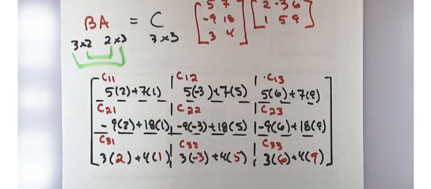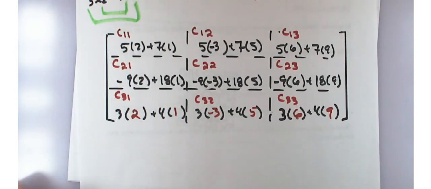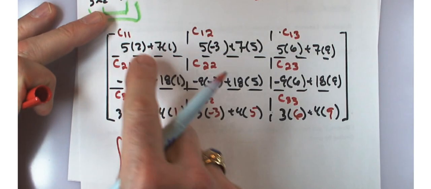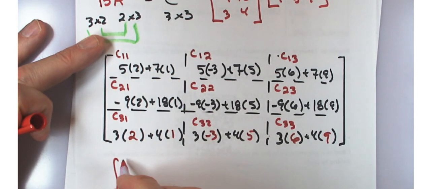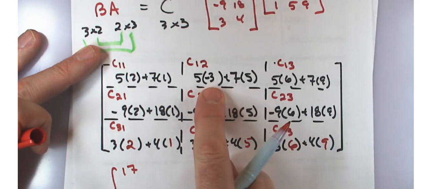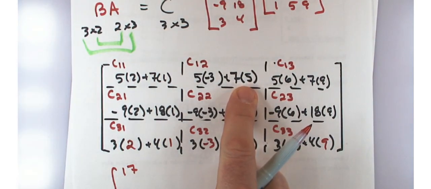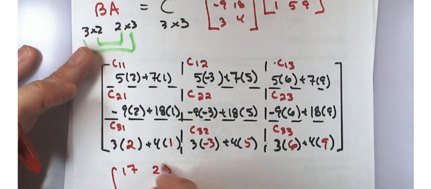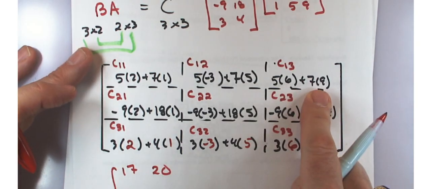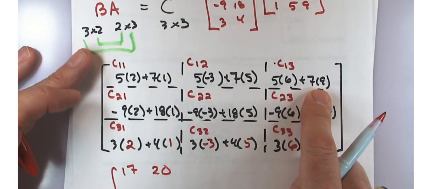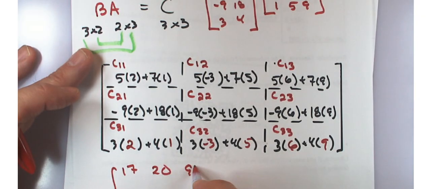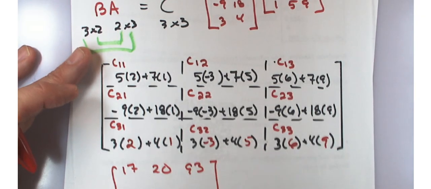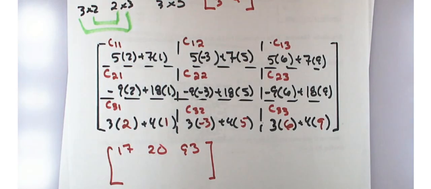Let's just do out maybe a couple of these real quick here. So this one would be 10 plus 7. That should be a 17. Negative 15 plus 35 would be 20. And then 30 plus 63 would be 93, and so on. I don't really want to make you do all this kind of arithmetic by hand. I just want you to show me that you can set these things up.